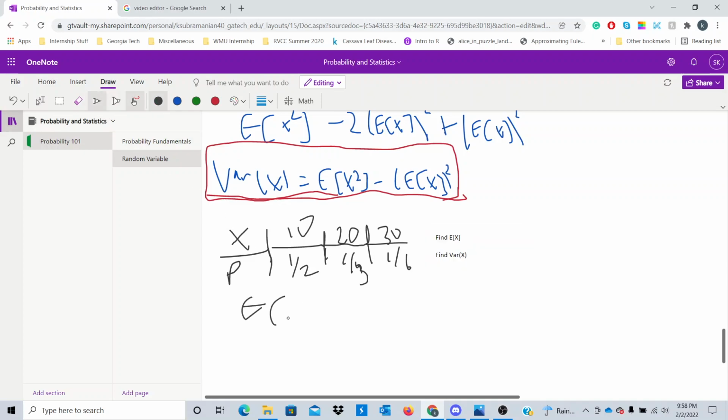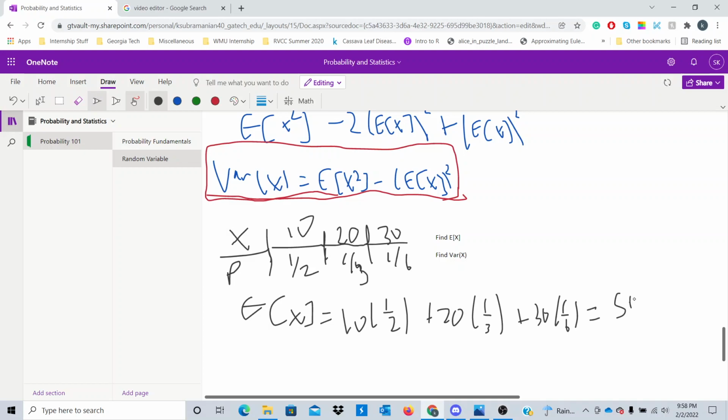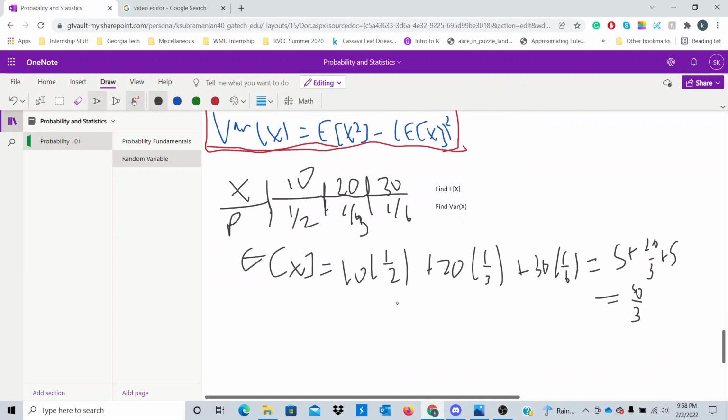The expectation is going to be 10 multiplied by a half, essentially taking the weighted sum, plus 20 multiplied by a third, plus 30 multiplied by a sixth. We're multiplying the value of the random variable by its corresponding probability to get a better idea of our average, or long-term gain. So 10 times a half is 5, 20 times a third is 20 thirds, and 30 times a sixth is 5. So we have 5 plus 20 thirds plus 5, which is simply equal to 50 thirds. 10 plus 20 thirds is 50 thirds. So that will be our expectation.